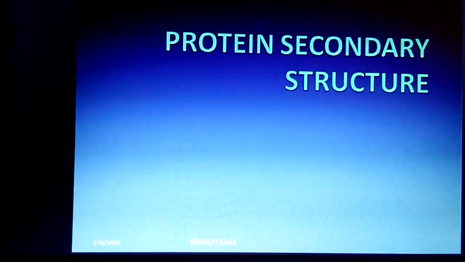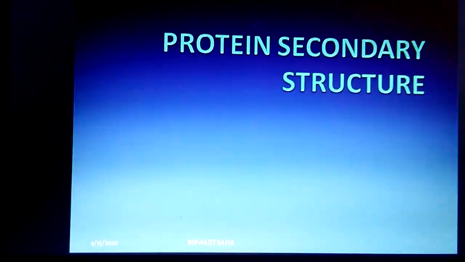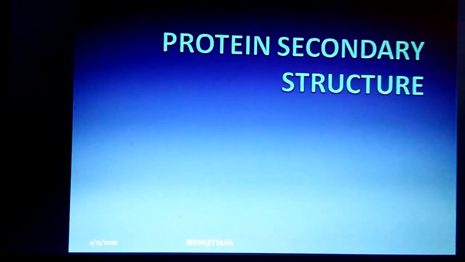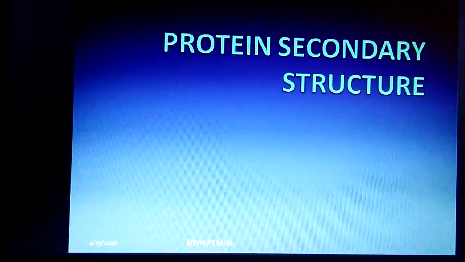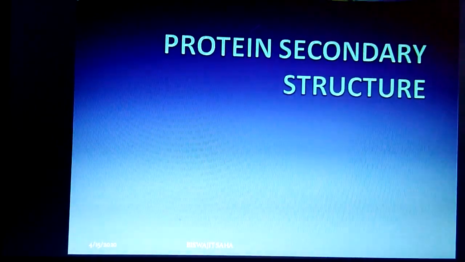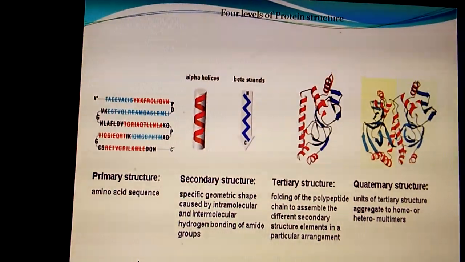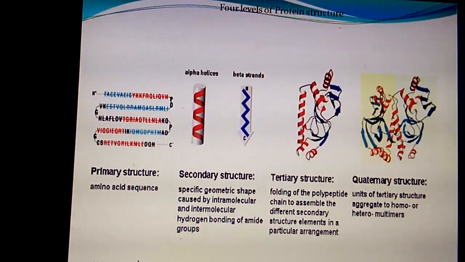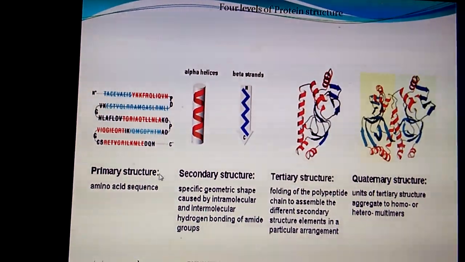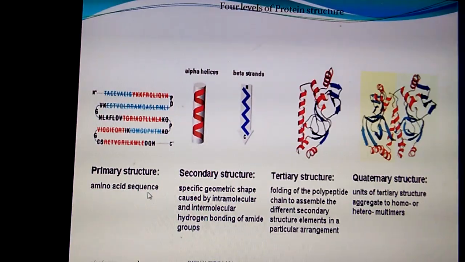Hello everyone. In this video, we are going to explain the secondary structures of protein, the different secondary structures of protein, and how the secondary structure is formed from the primary structure of protein. So let's start. These are the four levels of protein structure, and the first level is the primary structure, which is nothing but the linear sequence of amino acids.